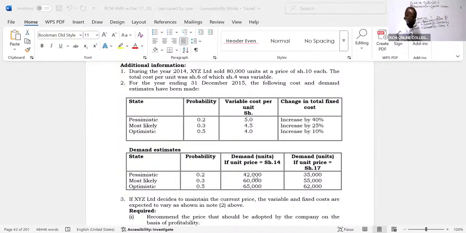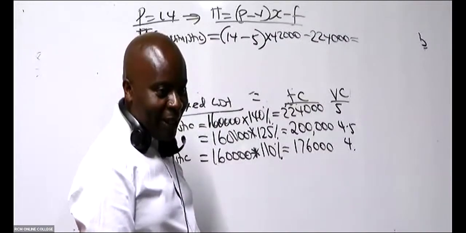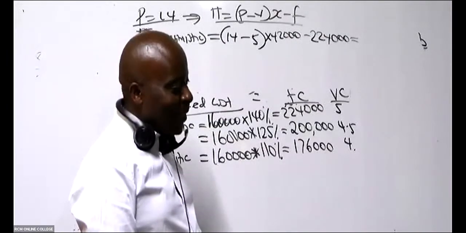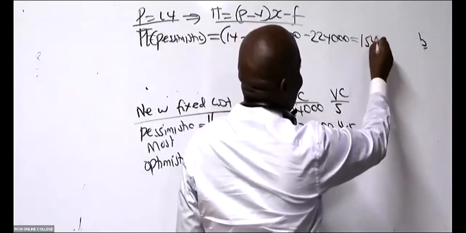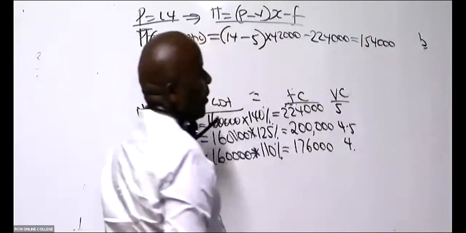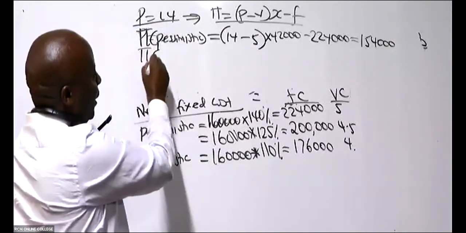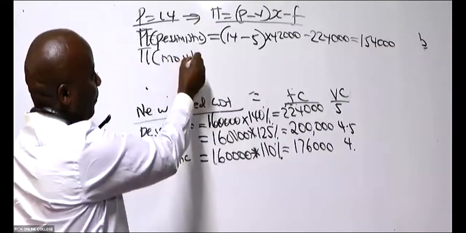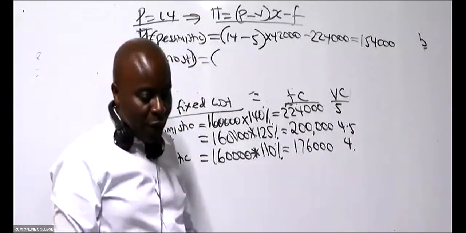So go ahead, ladies and gentlemen, and give us an answer there. You're doing it now, then you must be very fast. That's very good. 154,000. Then go ahead and give us profit, most likely. Most likely. So please now do that one on your own.